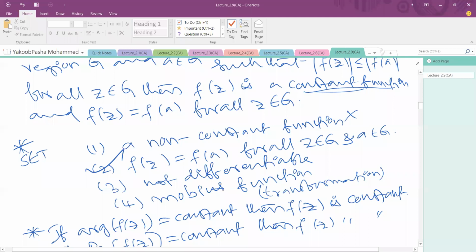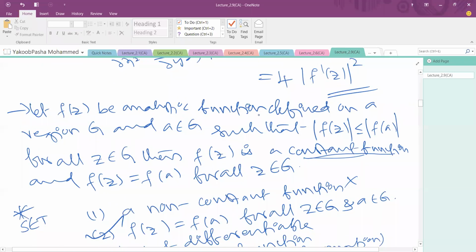Can you explain this problem once, sir? The function is analytic with the property that modulus of f of z is less than or equal to modulus of f of e. In this case, f of z is constant and the constant value is f of z. That's it.